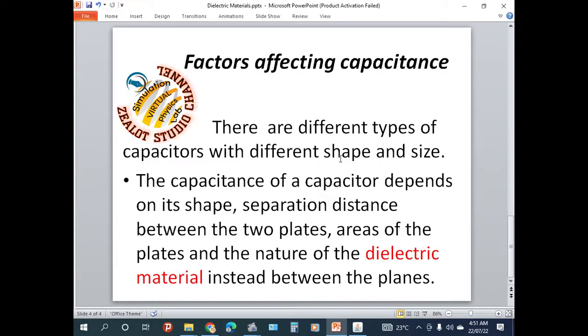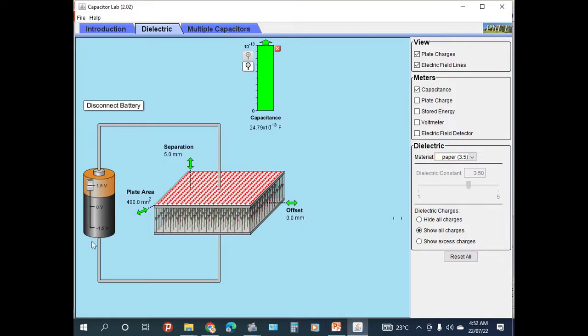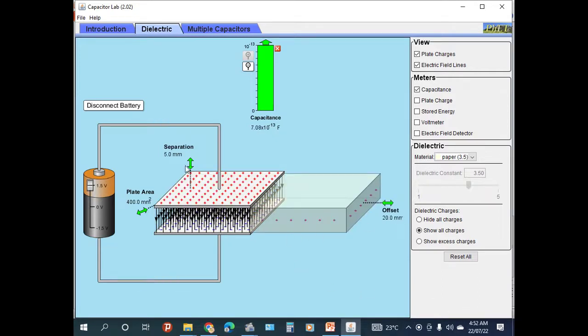So what are the factors affecting capacitance? The capacitance of a capacitor depends on its shape, the separation distance between the two plates, the area of the plates, and the nature of the dielectric material inserted between the plates. We will come back to this later.